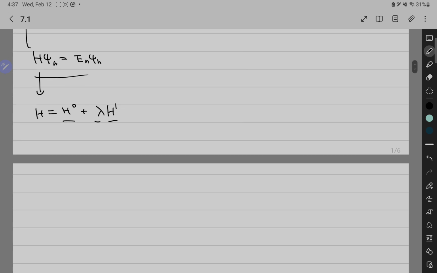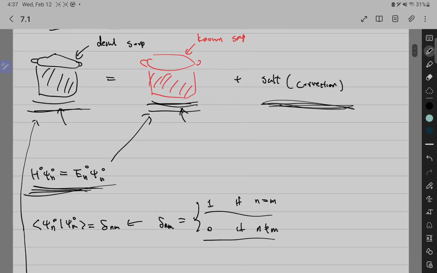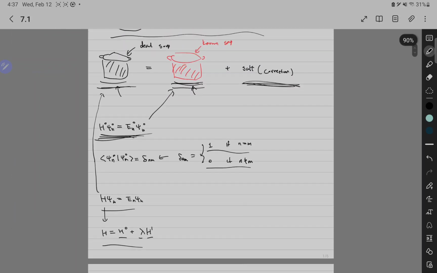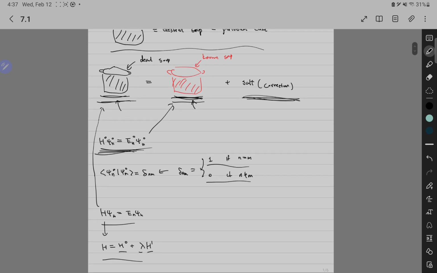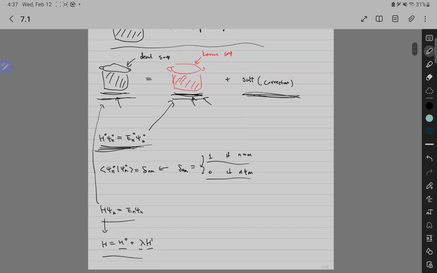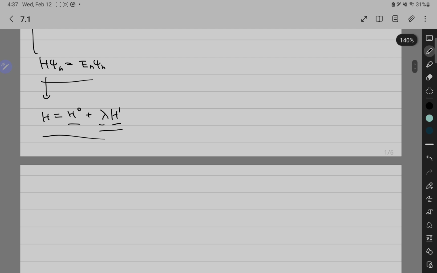And we can approximate our Hamiltonian this way. This will be exactly the same as the example I provided up here, where the Hamiltonian H will be the desired soup you want to find, and you build on top of your known Hamiltonian, which is H0, and then you have your salt or correction, which is what this term is all about. So that's what's happening here.